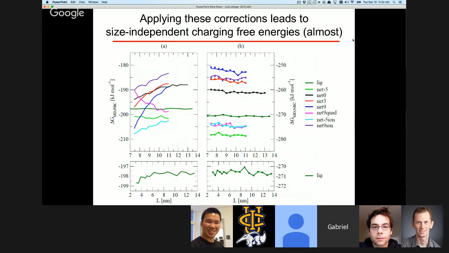And keep in mind, we don't expect all these systems to give the same answer. They're all completely different isoforms of the protein that would have different charging free energies. We just would expect that the size dependence would go away.